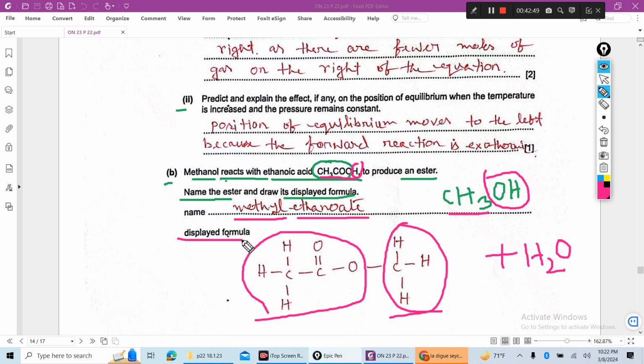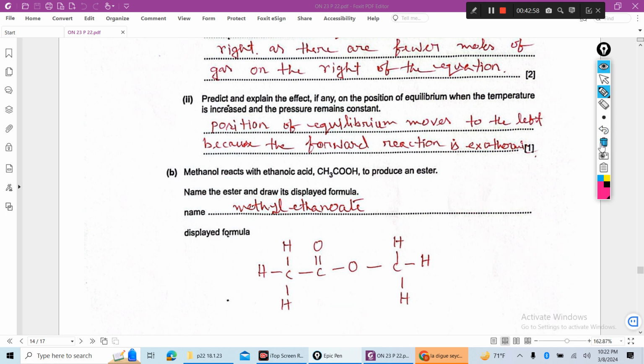This is the displayed formula. Displayed formula means you will show all bonds present in molecule.